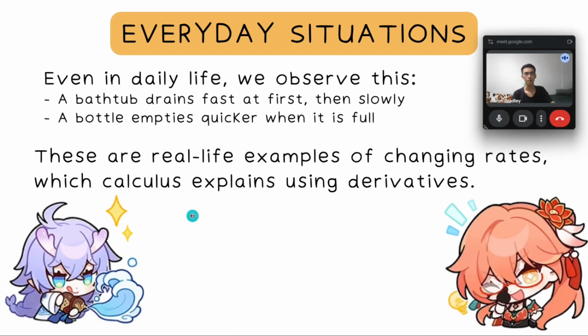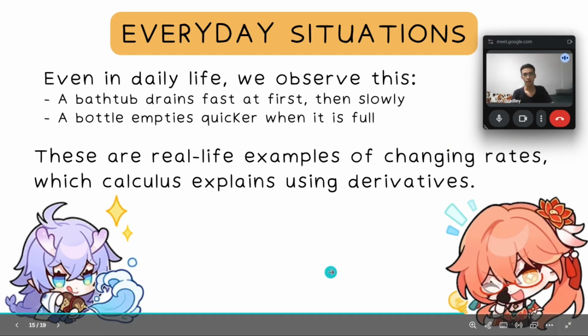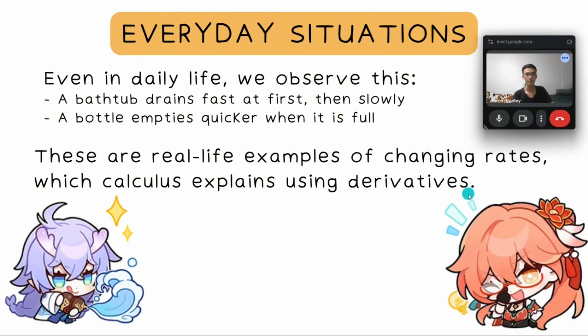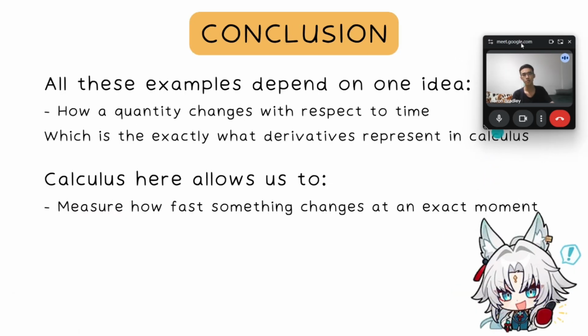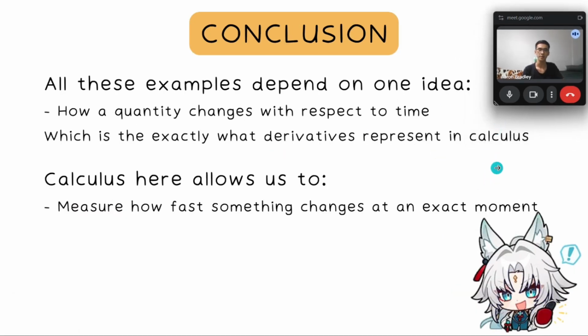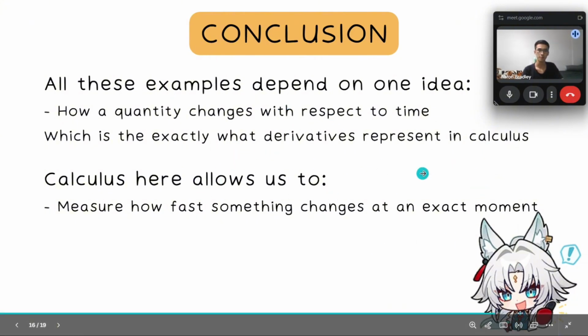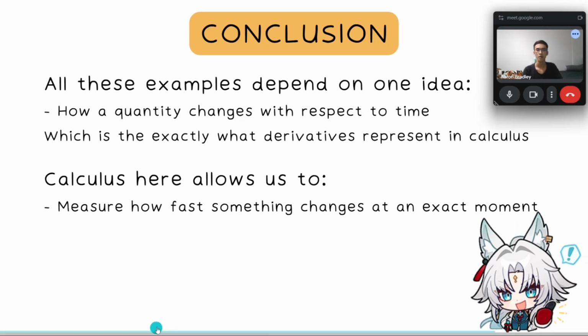Or maybe when we want to empty a water bottle, it empties quicker when it's full. These are real life examples of changing rates, which calculus explains using derivatives. So for the conclusion, all these examples depend on one idea, which is how a quantity changes with respect to time, which is exactly what derivatives represent in calculus.